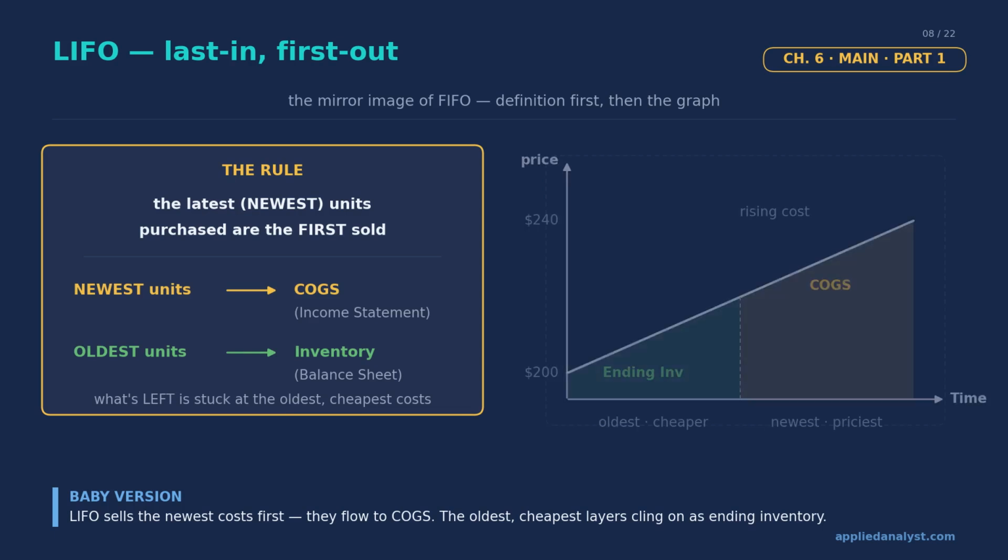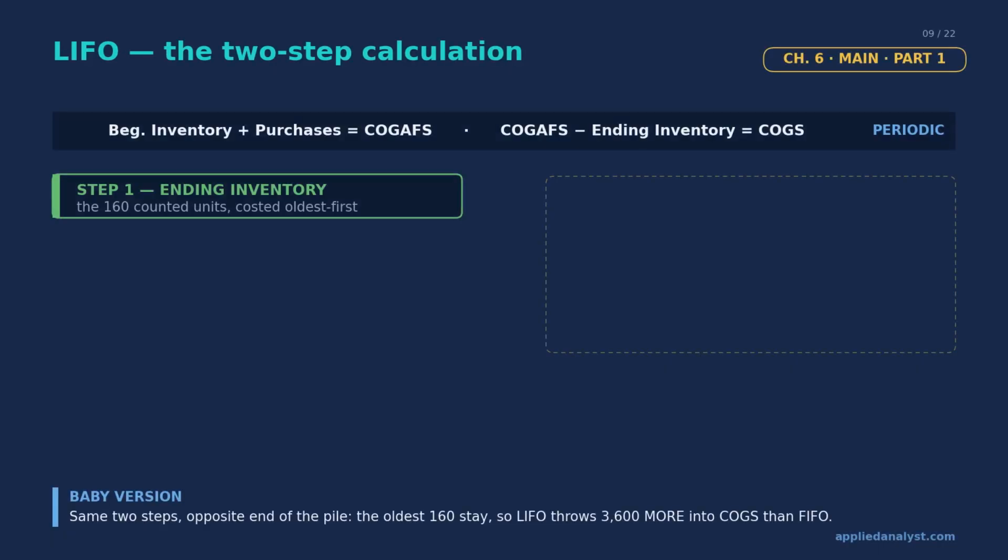Same price versus time picture, just mirrored. The rising cost line is identical, but now the newer, pricier end is cost of goods sold, and the older, cheaper end is ending inventory. Same bucket, opposite end of the pile. Let's run it. Same 2 steps, only now we pull ending inventory from the cheap old end of the line. Step 1. Ending inventory from the count, but under LIFO, we build it from the oldest units up.